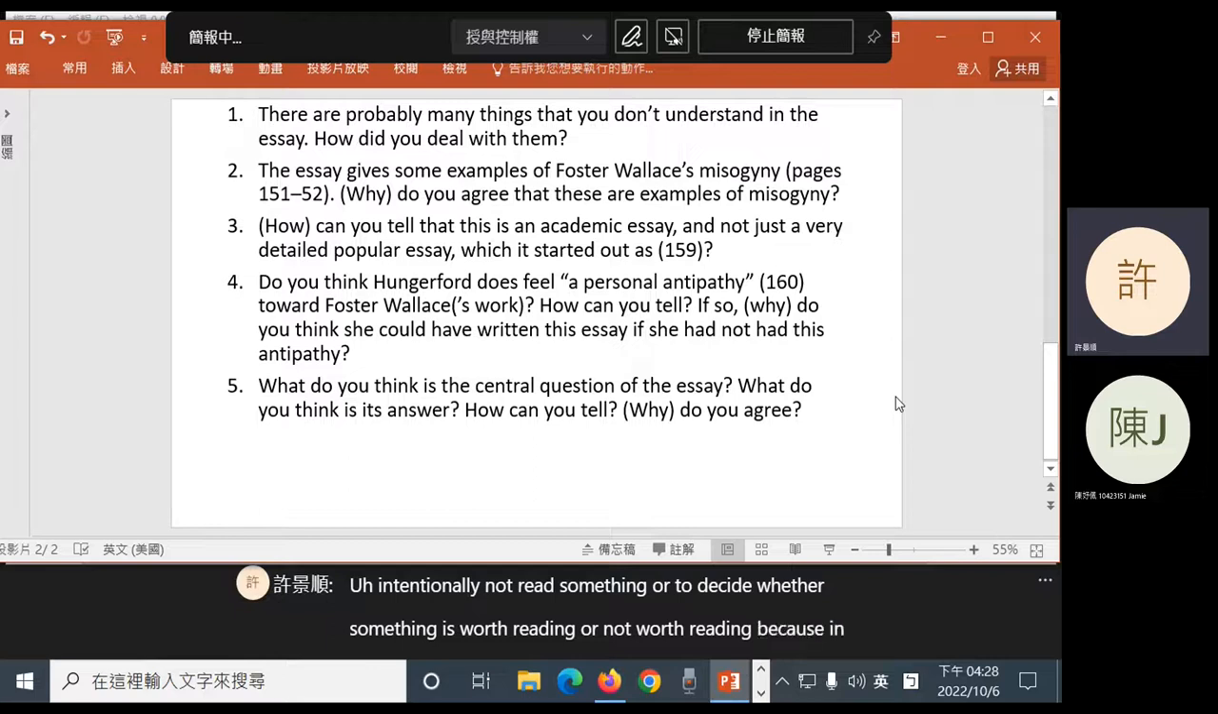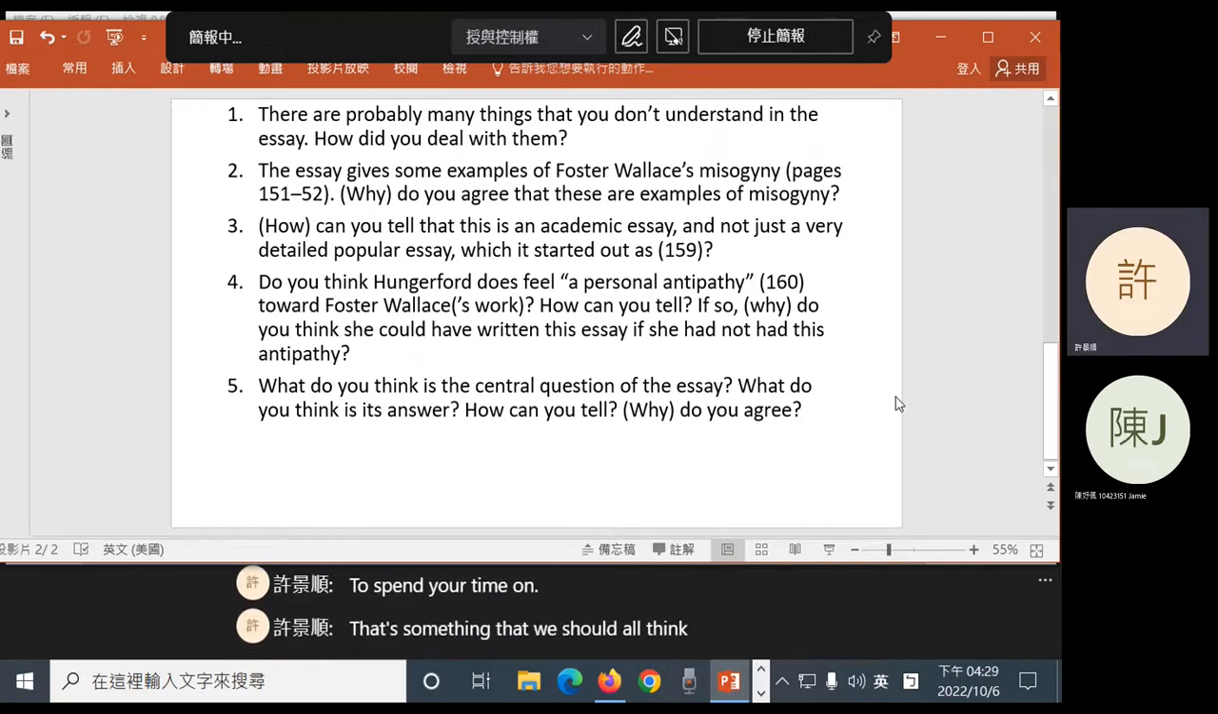Because in the future, I'm sorry to say, you're going to read a lot of things, whether in the next year of college or in your workplace, or when you have to deal with the law, whether with the cops or with inheritance or taxes. You're going to have to read a lot of things. So how do you choose what are the important things to spend your time on? That's something that we should all think about when we encounter these kinds of situations.